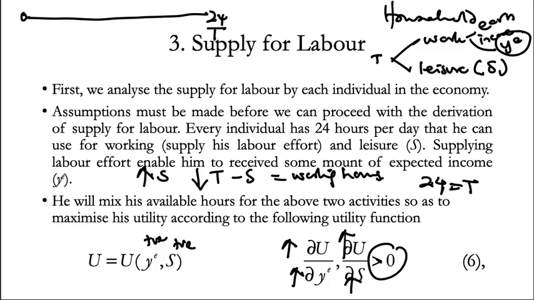Now, what do we need to do next? Remember, we want to derive the supply of labor. Because we want to derive the supply of labor, we need to know that you can supply labor hours, you can earn income, but you have limitation in terms of budget constraint. So how does the constraint look like in terms of mathematical expression? Look here.